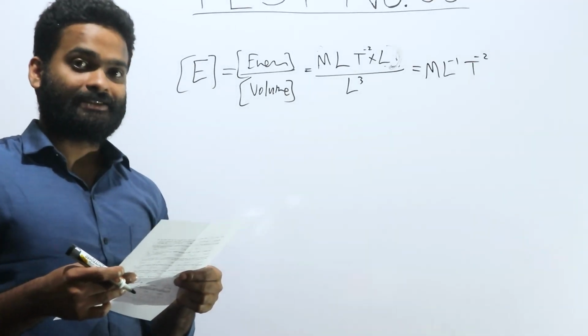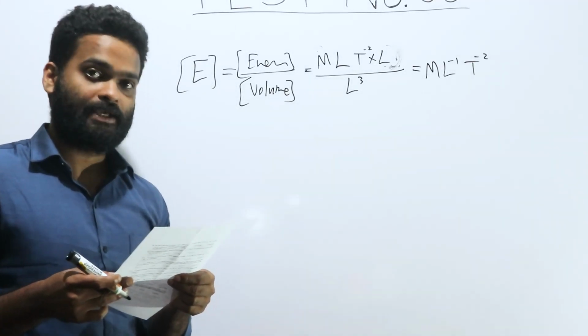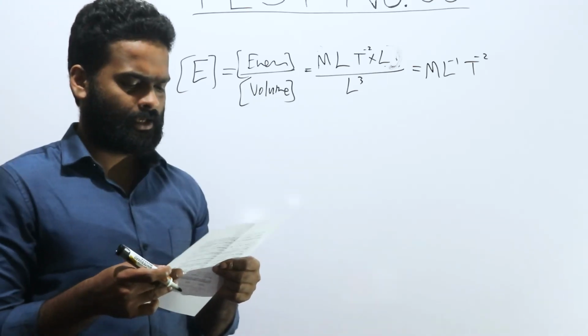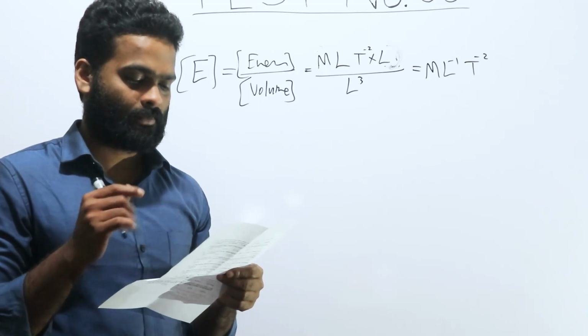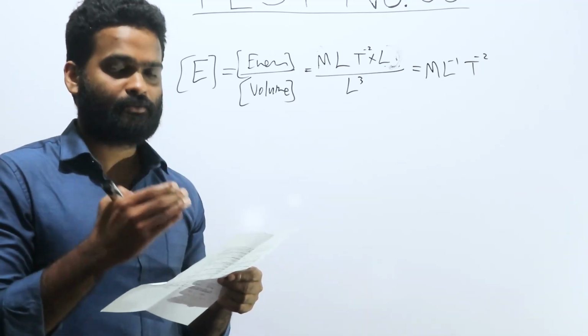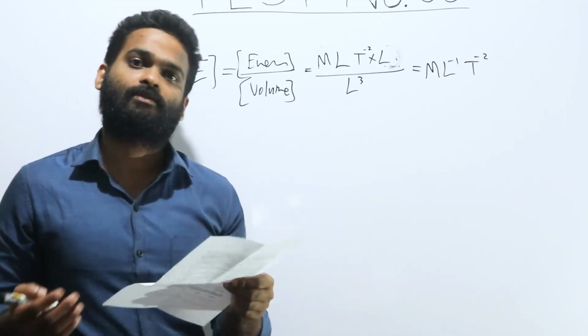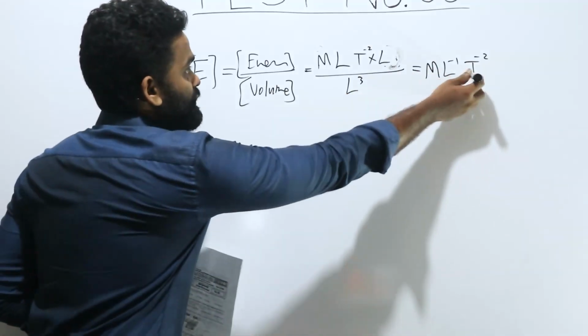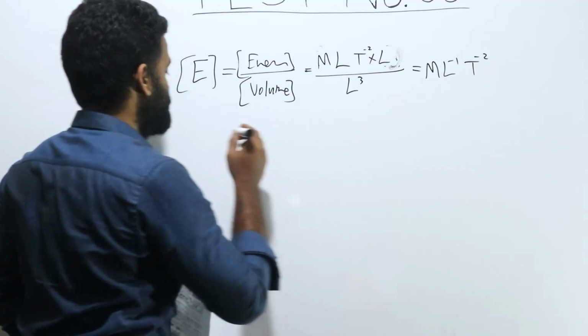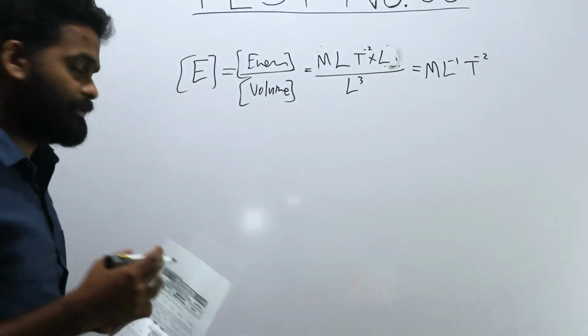So we have three equations, A, B and C. We have to choose which equation has the same dimensions on both sides of the equal sign. So the dimension should be this one, right? M L minus 1 T minus 2. So let's check it now.